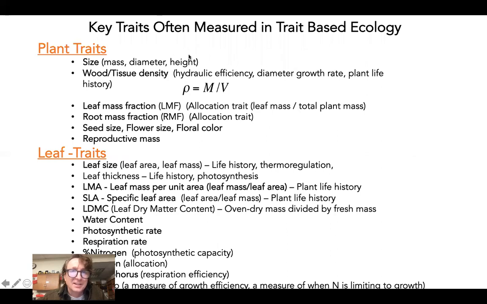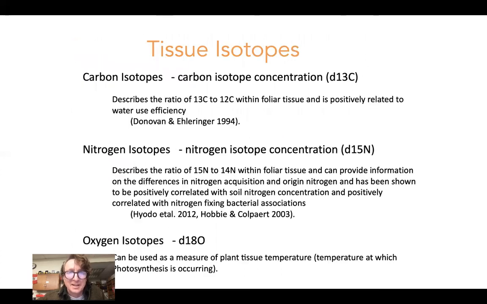So here's a listing of these key traits that are often measured in trait-based ecology. Here's a series of different whole plant traits, such as size or tissue density, things like the leaf mass fraction and the root mass fraction. Here are several different leaf traits. We're going to be going over these more in the course and within your subgroups, so I don't want to belabor any of these. There are also root traits. We may talk a little bit more about root traits. Let's move on.